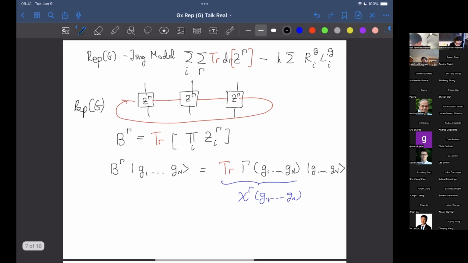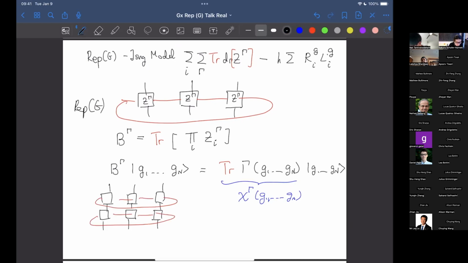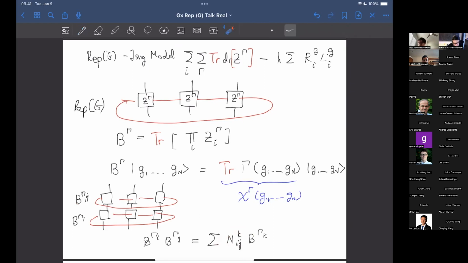And you can check that if you had two B gamma operators and stacked them over each other, visually it would look like this. If I had B gamma I and B gamma J and stacked them on top of each other, the product B gamma I times B gamma J is given by the stacking in the direction I mentioned. You would get exactly a sum of other operators, where this multiplicity is just the fusion coefficient of rep G.